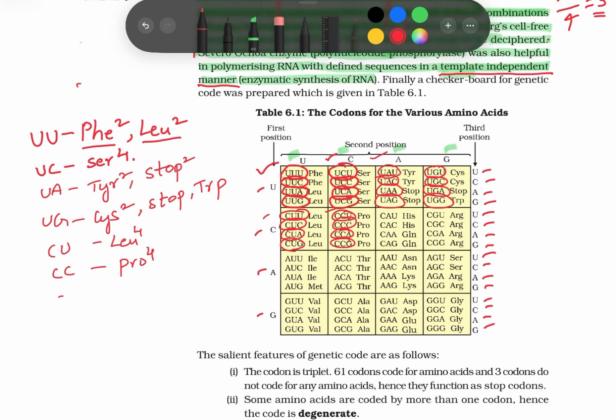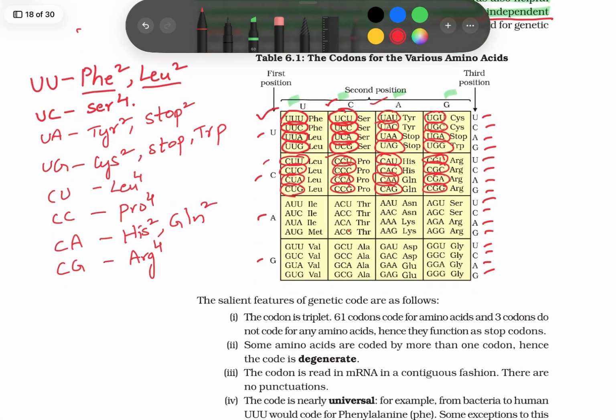Third box, CA is the series. CAU, CAC, first two are coding for histidine, His square. Next two coding for glutamine, Gln, glutamine. CAA, CAG. So CAU, CAC histidine, CAA, CAG glutamine. Next, CG. All four are coding for arginine: CGU, CGC, CGA, CGG. So second row done.